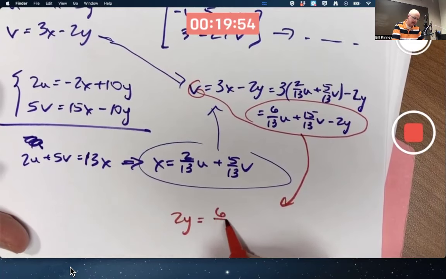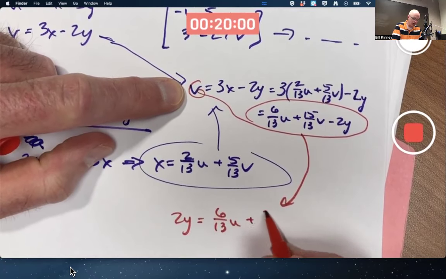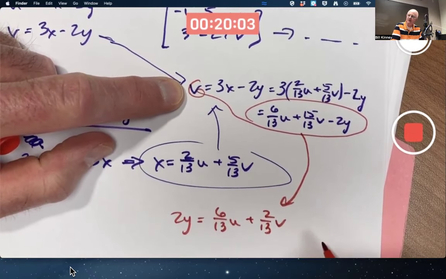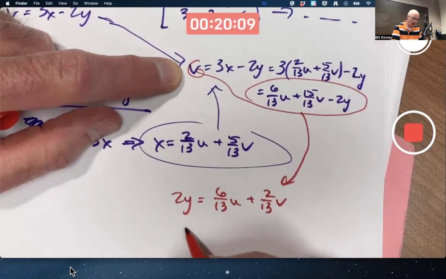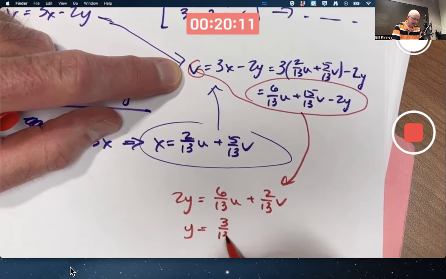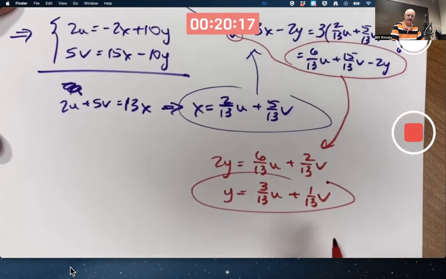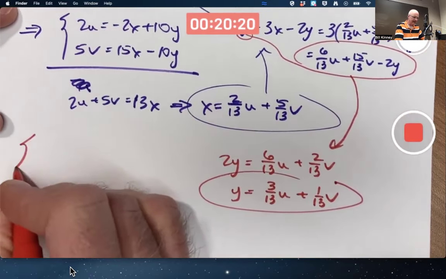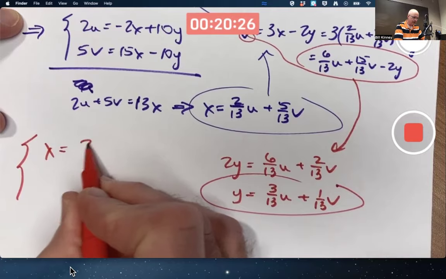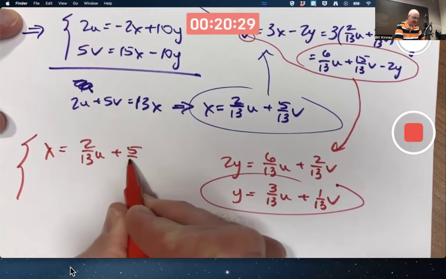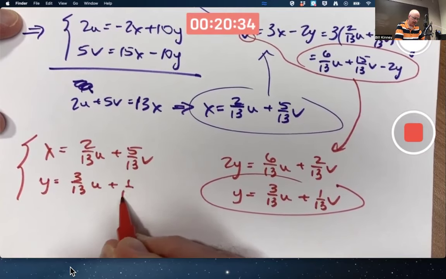2y will be 6/13 u, plus 15/13 v minus v, which is plus 2/13 v, because 15 minus 13. I think a 1 is 13 over 13. And that means y will be 3/13 u plus 1/13 v. So effectively, if I've not made a mistake, the so-called inverse transformation is going to be x equals 2/13 u plus 5/13 v, and y equals 3/13 u plus 1/13 v.